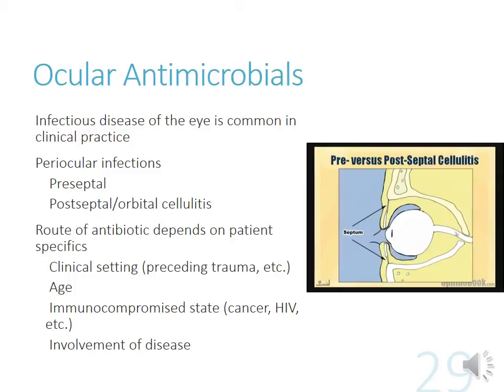So things like cancer, especially the neutropenic, HIV, etc. And then also just the involvement of the disease itself. By the time they come to you, how much has extended into the surrounding tissues will lead you to think to treat more systemically versus just topically.